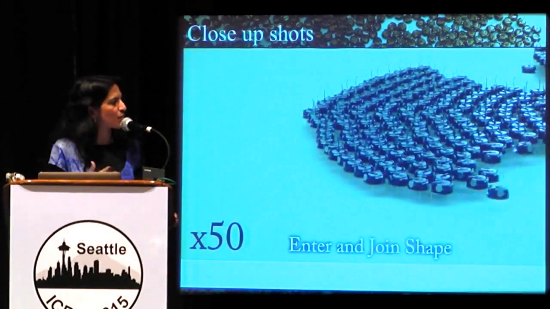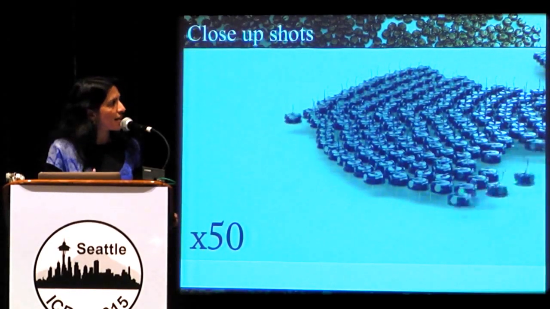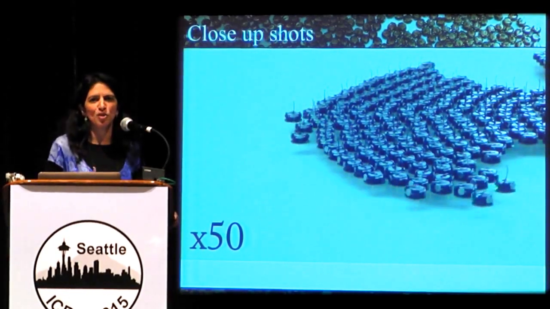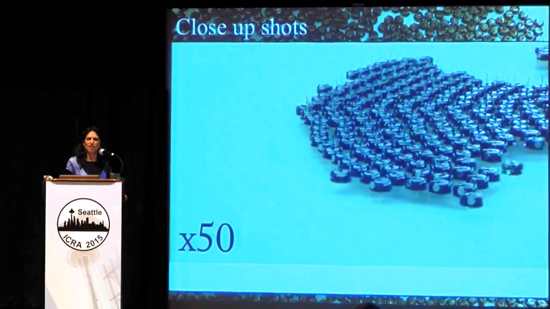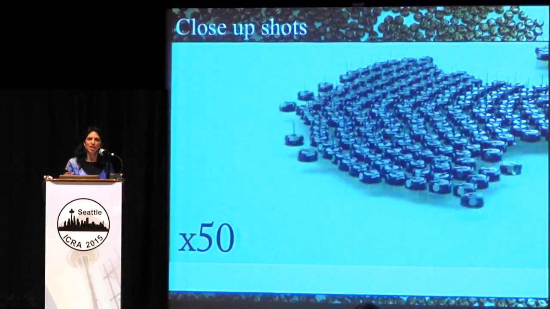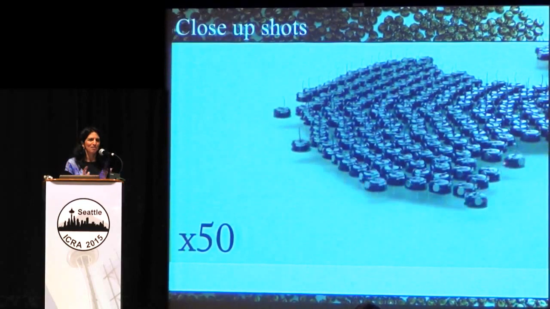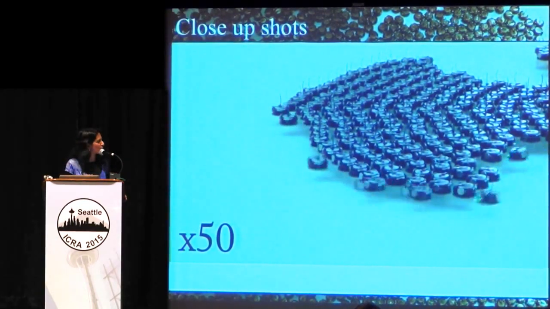This is what it looks like as the robots are joining into the shape. And every time the pattern looks different. When we ran the same algorithm multiple times, it was kind of like seeing finger patterns. You get the same overall shape, but the internal structure is like fingerprints, which is actually kind of cool.